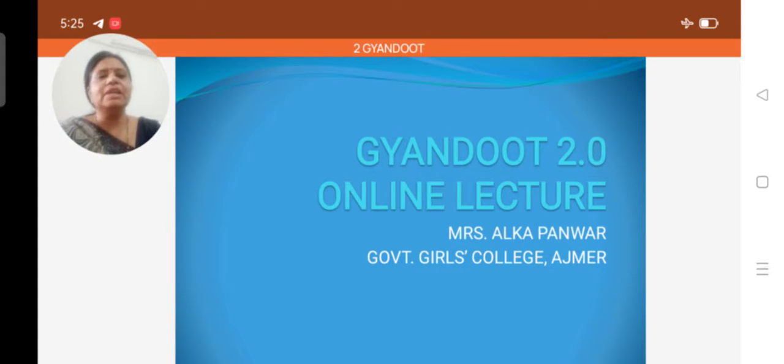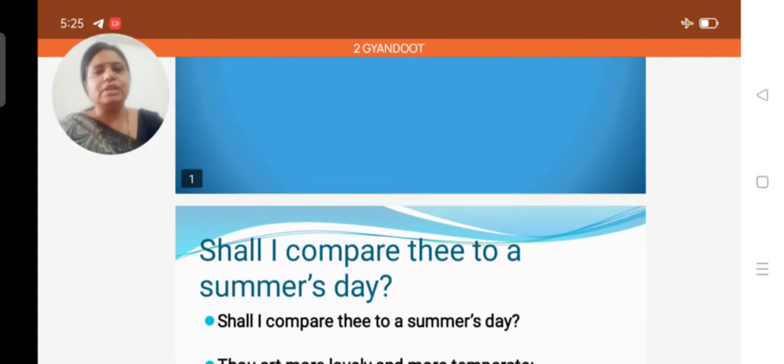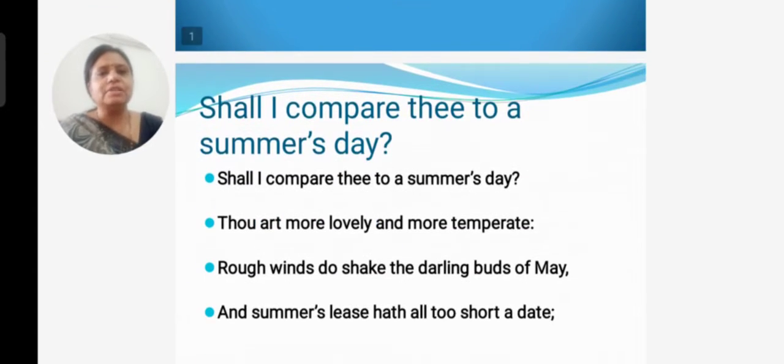And I, Mrs. Alka Panwar from Government Girls College, Ajmer, will teach you today a Shakespearean sonnet written by William Shakespeare. The title of the sonnet is Shall I Compare Thee to a Summer's Day? As we all know, Shakespeare wrote 154 sonnets in all. Some of his sonnets were dedicated to the fair youth and the others were dedicated to the dark lady.